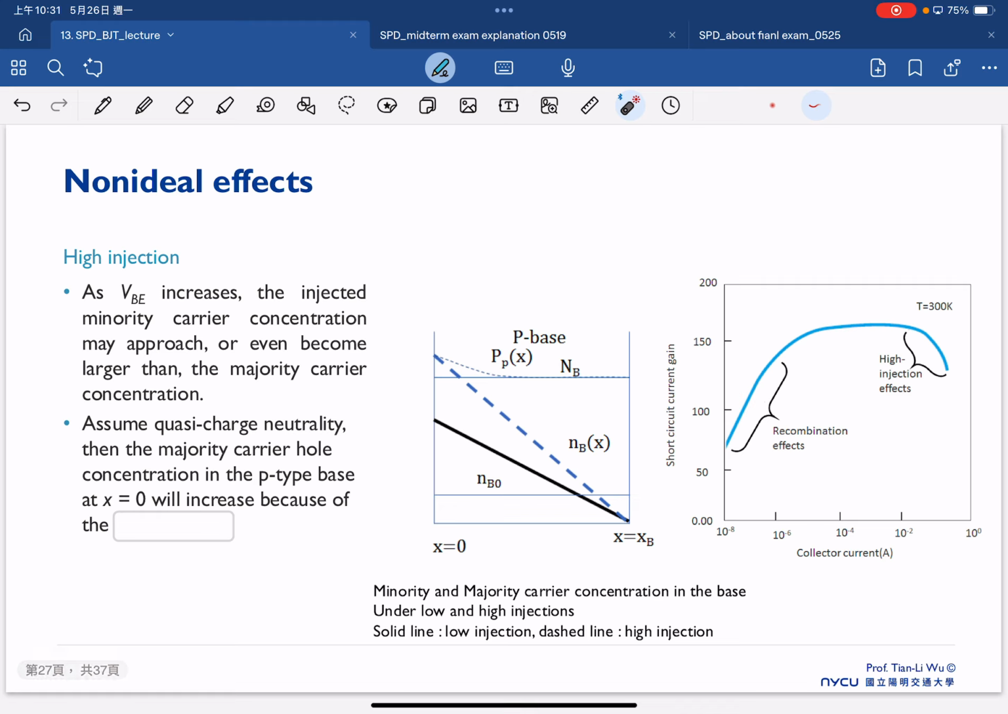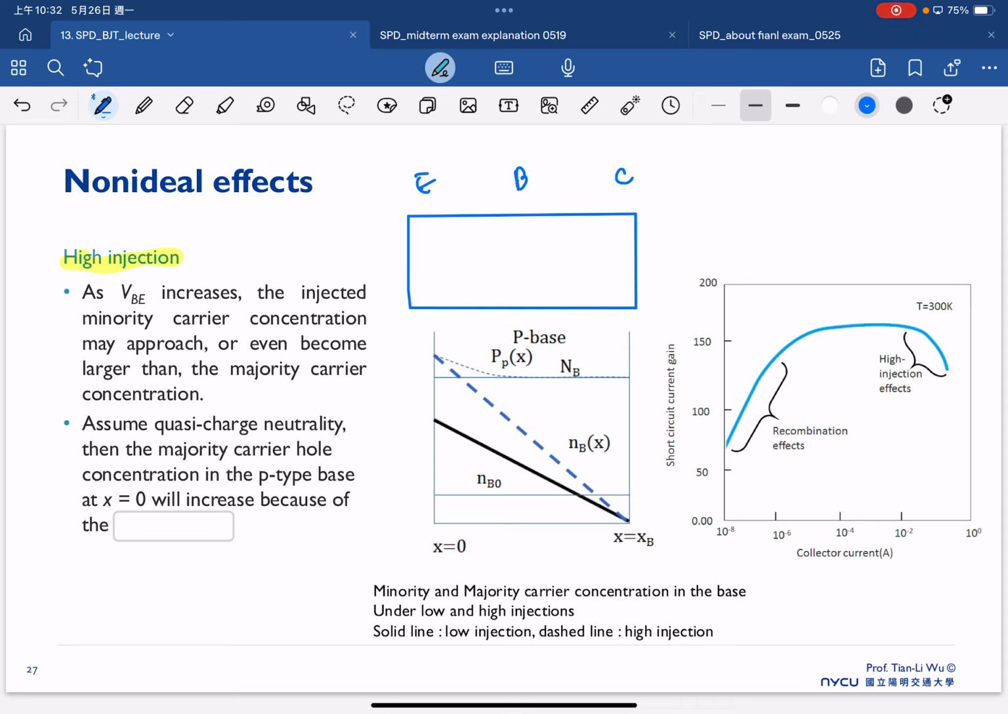The next one is high injection. So previously, we always considered everything under low level injection. But in reality, it is possible that we will have a high level injection. So we also have to include the consideration of high level injection. This happens if we consider one BJT here, and we have the emitter, we have a base, we have a collector, which is NPN.